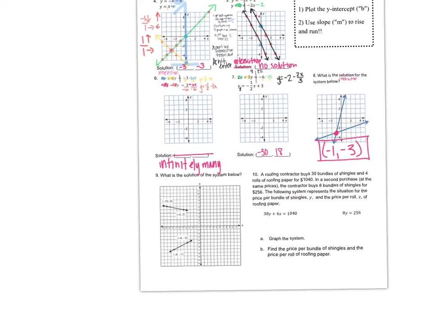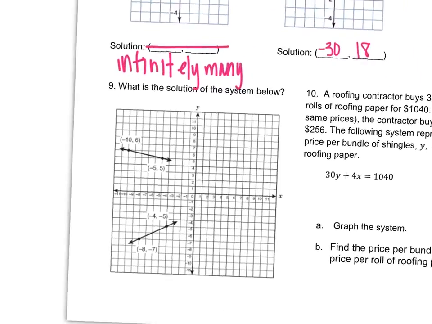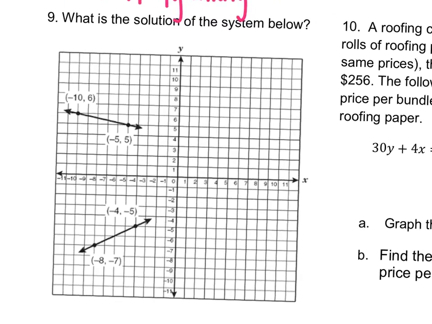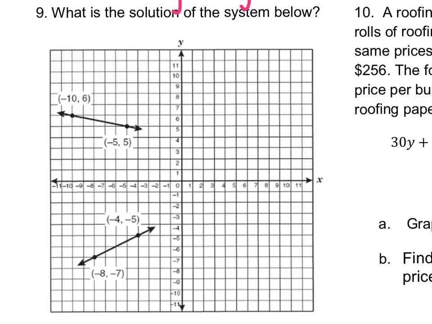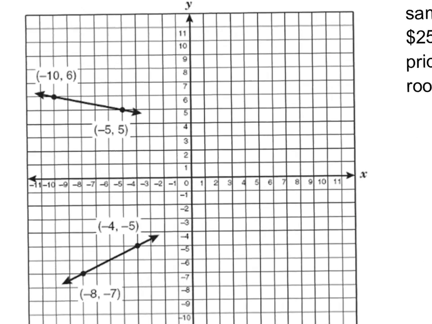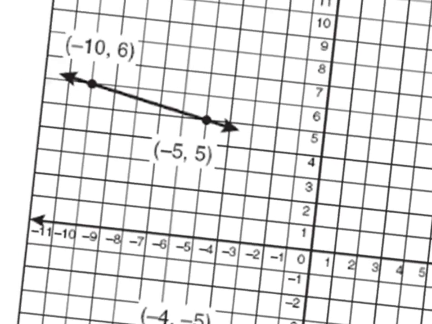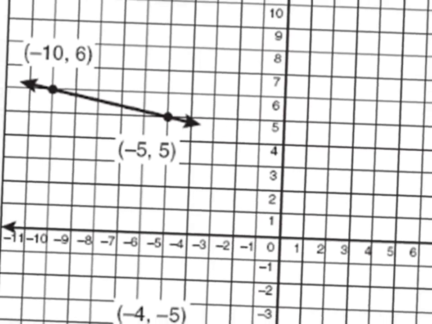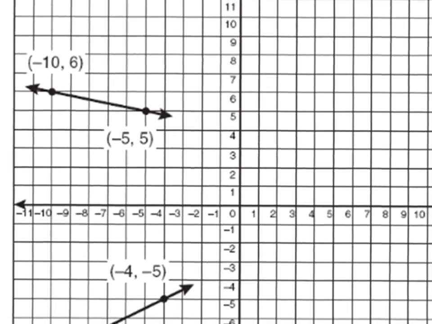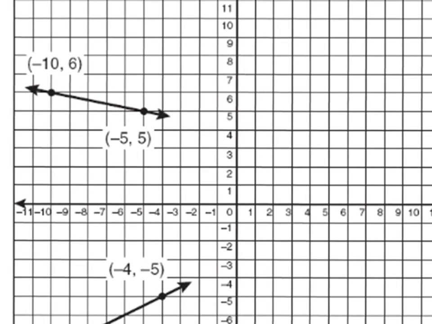Looking at number 9, what is the solution to the system below? So I have some points here. I need to finish this line out. In order to finish this line out, I've got a couple options. I can either get a ruler and draw those two lines out, or I can use my slope, which is what I'm going to do to help me find the rest of the points on my line. So my slope, how I get from one point to the other, from here to here, I go down 1 and right 5.